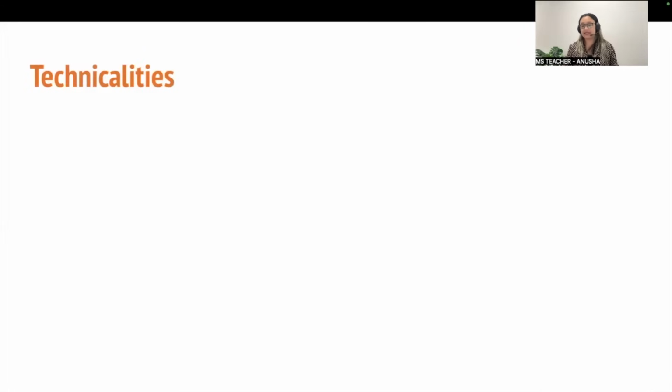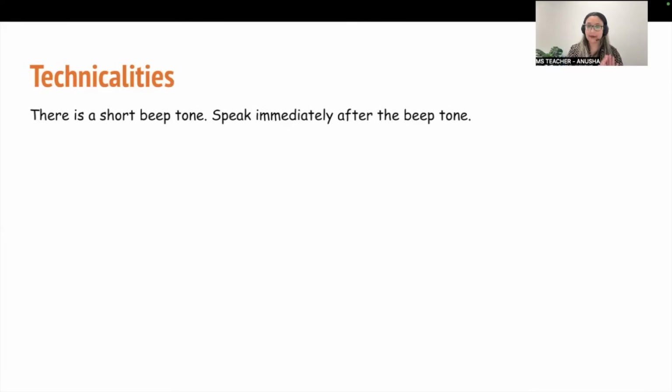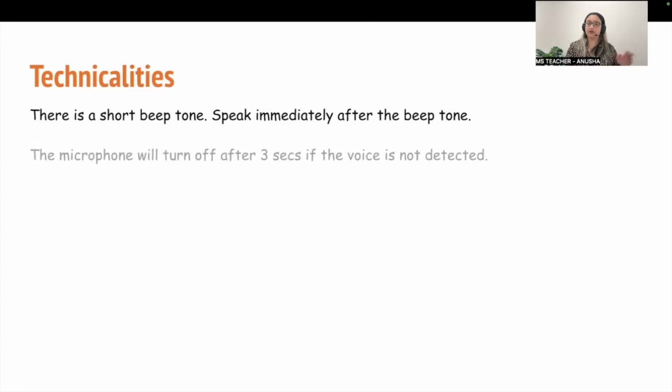Now, next is technicalities. After you get 25 seconds of the practice time, you get a short beep tone. You need to speak immediately, which I already explained. Then comes the microphone. See, this is the right place for the microphone, okay? You don't put it in front of your mouth. You just have it right in front of your chin, the tip of the chin.